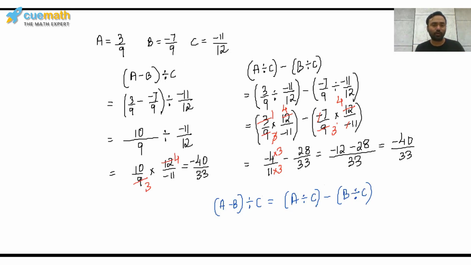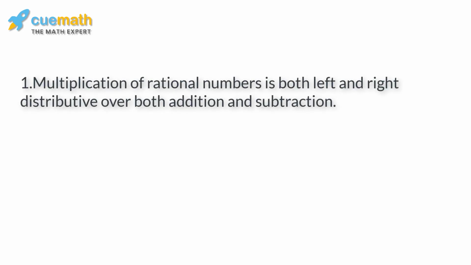So this was it. We have taken a few examples. You all can take more examples to verify all the properties which we have discussed today. Now let's summarize whatever we have discussed. In the first case, we discussed that multiplication of rational numbers is both left and right distributive over both addition and subtraction.